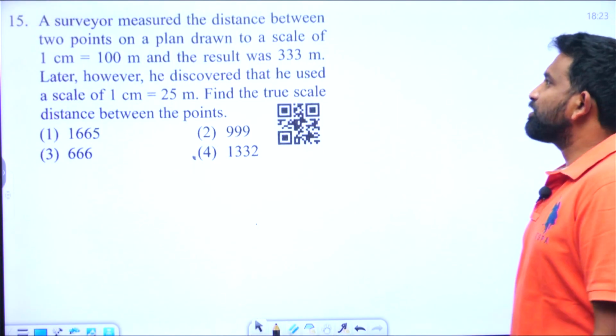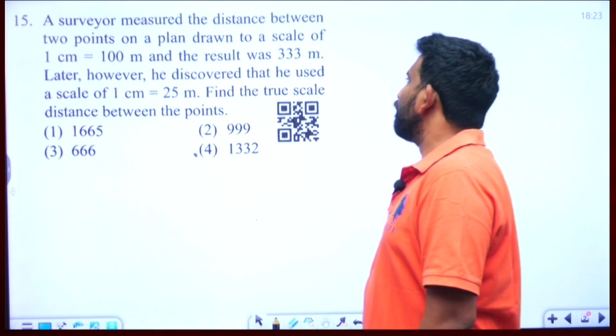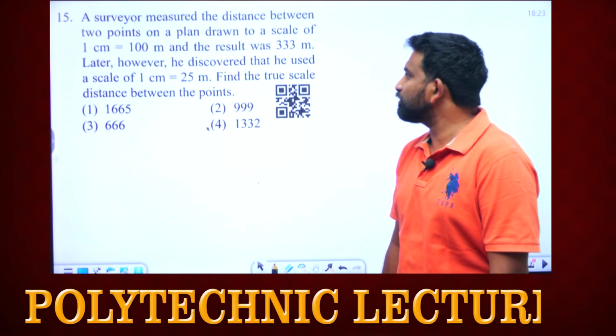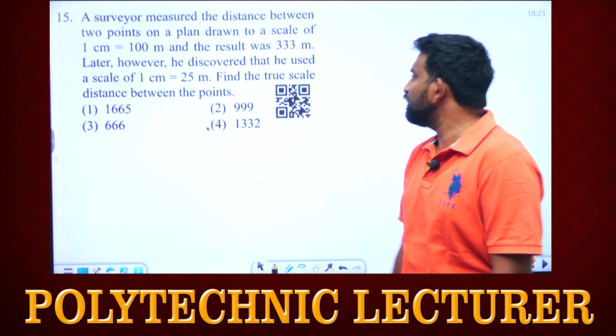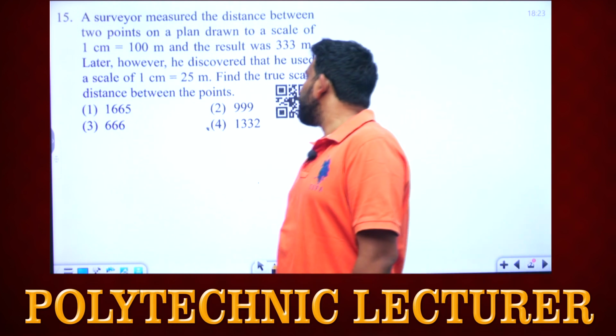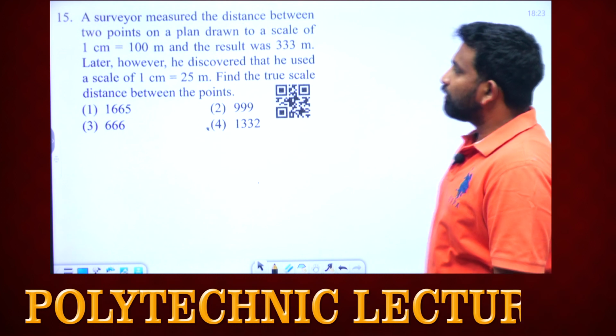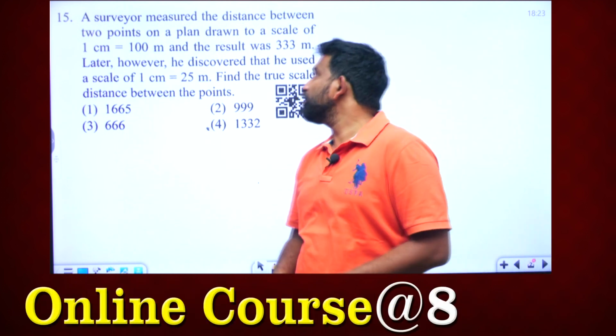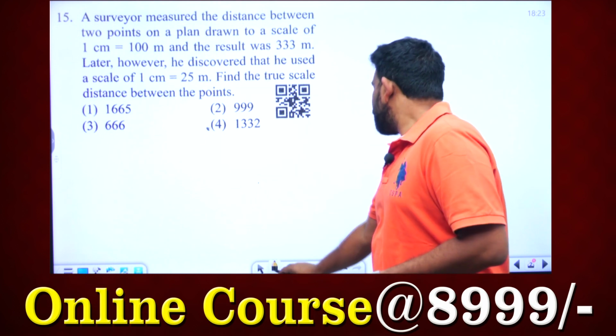A surveyor measured the distance between two points on a plan drawn to a scale of 1 centimeter. It was 333 meters. Later, however, he discovered that he used a scale of 1 centimeter to 25 meters to find the true scale distance between the points. So the question is very clear here.